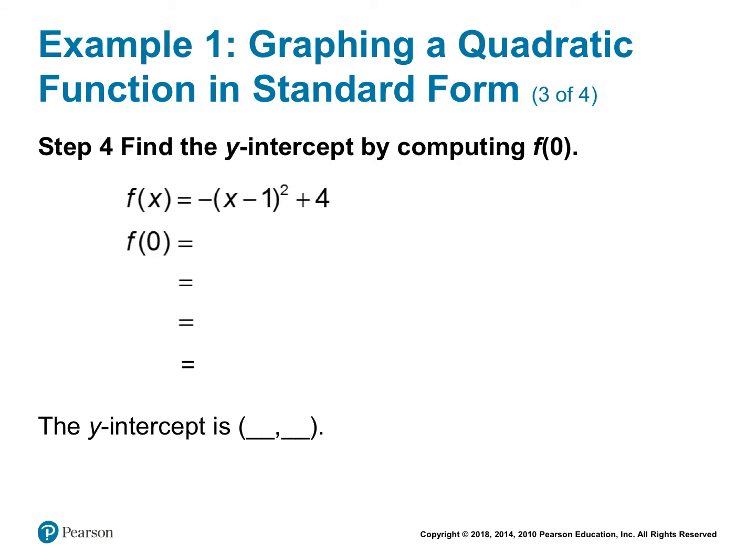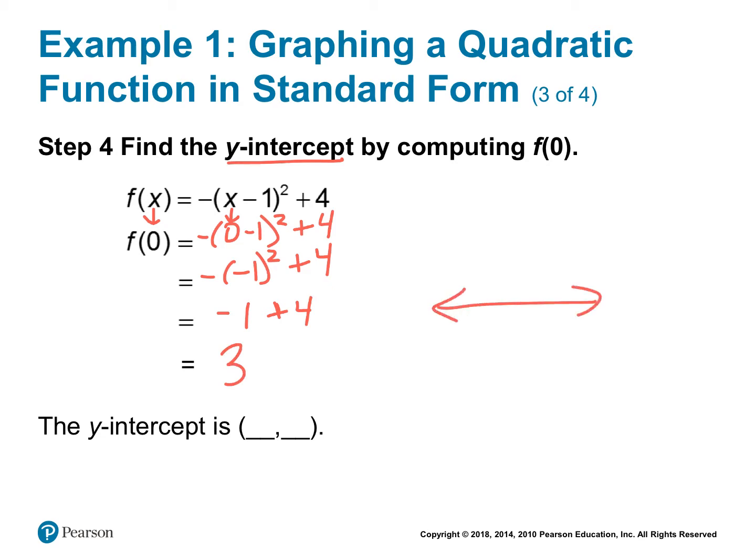Step 4, we're going to find the y-intercept by solving for f of 0. So that means I'm going to replace any x I see with a 0, because this time we don't want any x's left because we're trying to find the y. So I'll put a 0 in here. So that leaves me with negative 1 squared plus 4. Negative 1 times negative 1 is positive 1, but then I still have that negative out front, so be careful with that. Negative 1 plus 4 is 3.